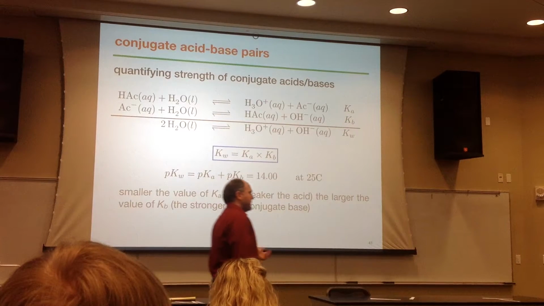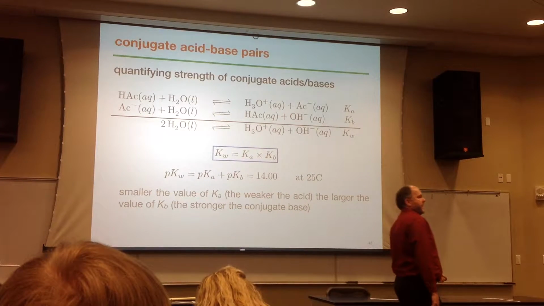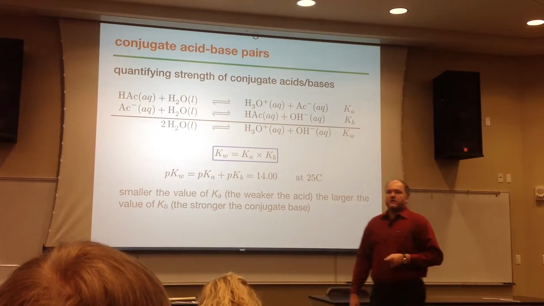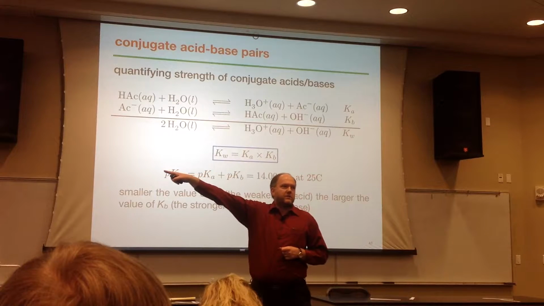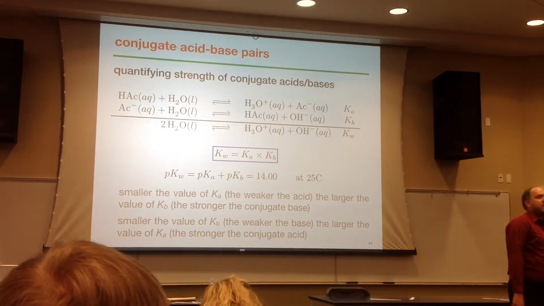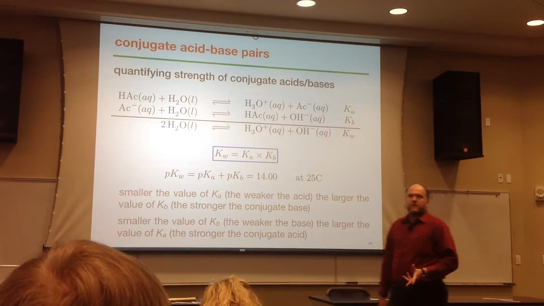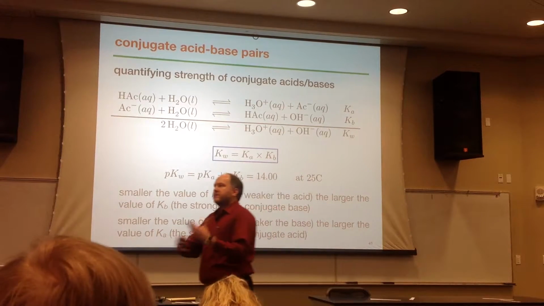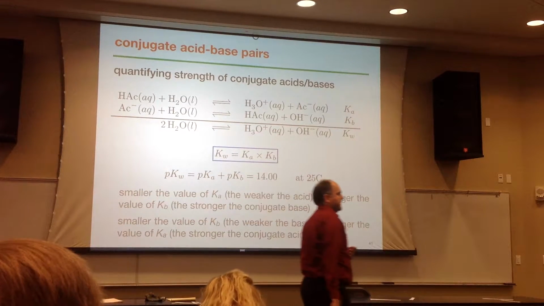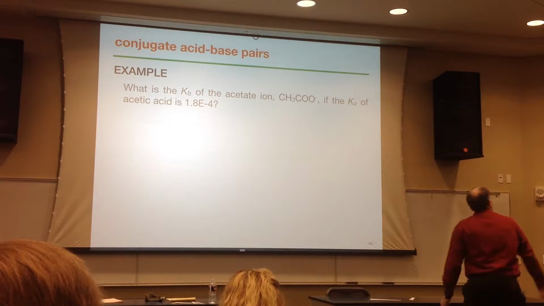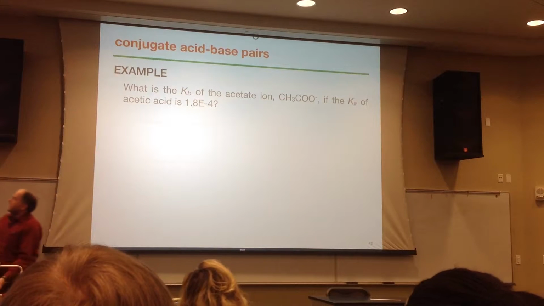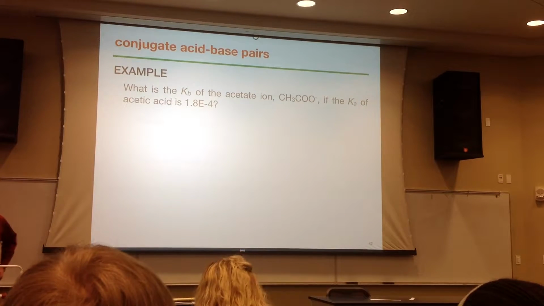All right. So the smaller the value of Ka, the weaker the acid, the stronger its conjugate base. We see that now quantitatively. Smaller the value of Kb, the weaker the base, the stronger its conjugate acid. All right, so there is a give and take here between the strength of the acid and its conjugate base, or the base and its conjugate acid. Okay, so what is the Kb of the acetate ion if the Ka of acetic acid is 1.8 times 10 to the minus 4?